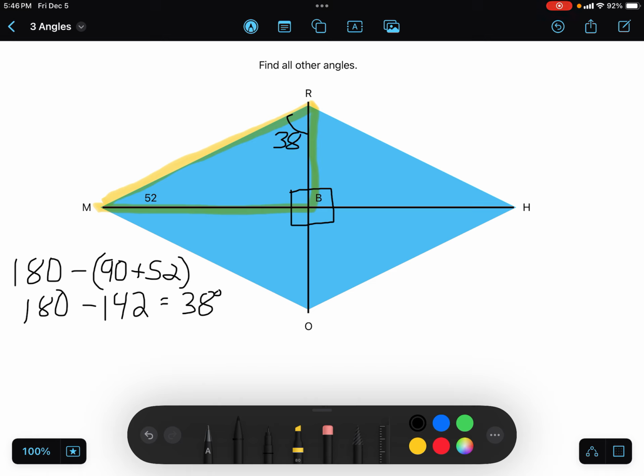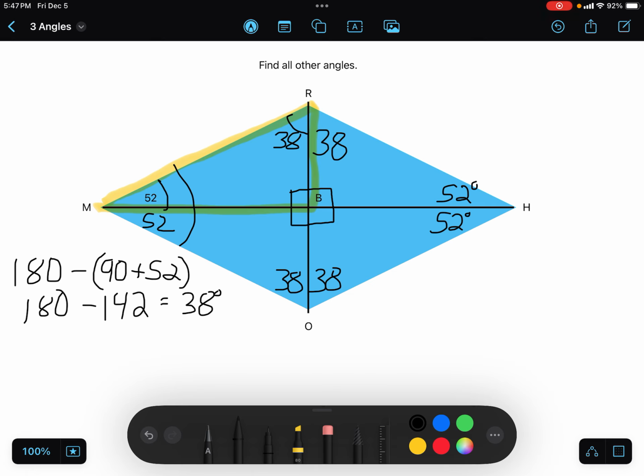Well, now we're ready to go, because we know that the diagonals act as angle bisectors. So if this angle is 52, this is also 52. And we've already done the math here that this is 38. So this one's 38. This one's also 38. And then we know that opposite angles are congruent. So this one here has to be reflected over here as well. And boom, we have found all of the other angles.